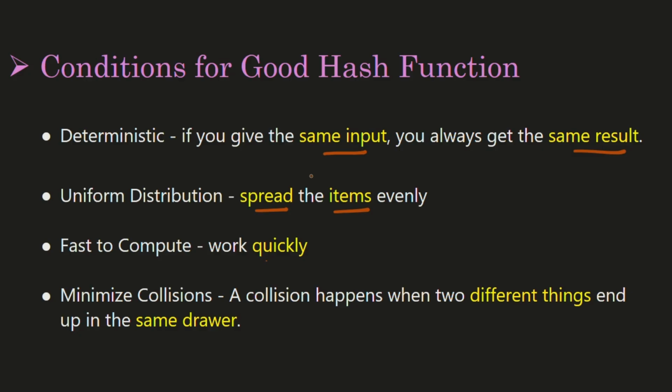Third is that it should be fast to compute, which means the function should work quickly. If it takes too long to decide which drawer to use, it's not efficient. Especially when dealing with large data, speed matters.